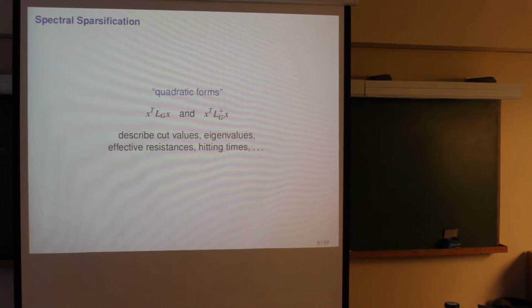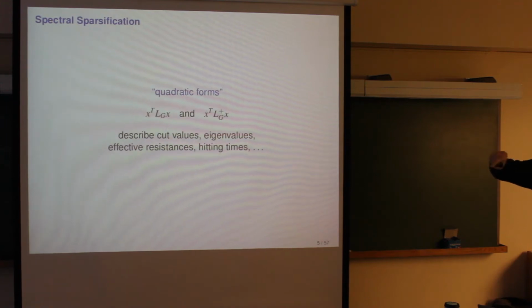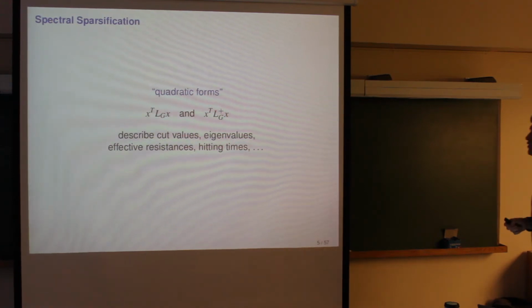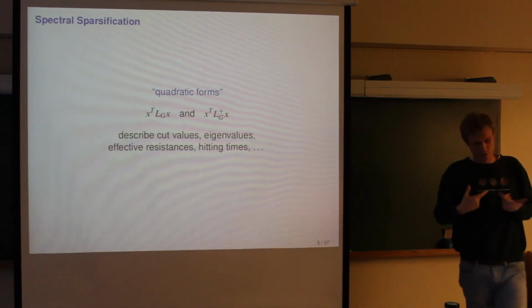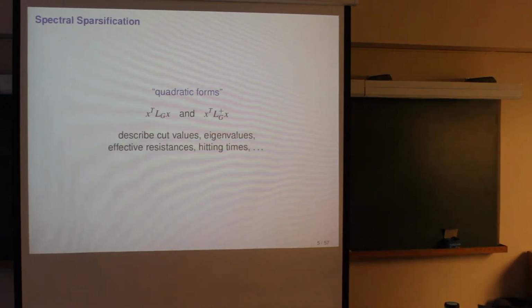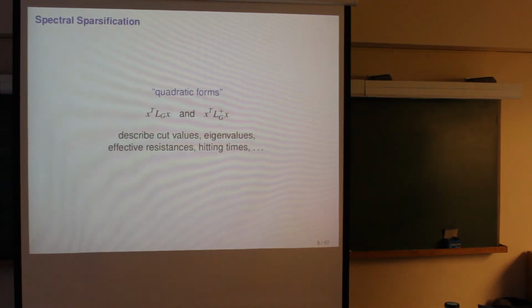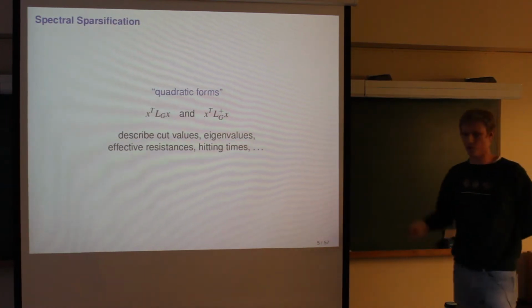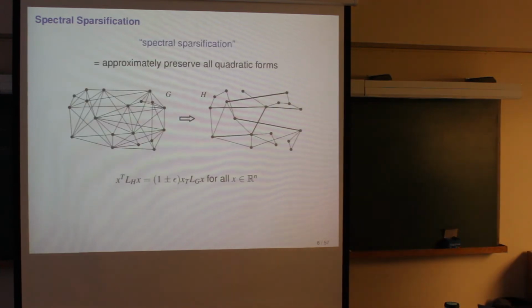So if you take x to be an indicator on a certain subset, then this describes the value of the cut basically described by this subset. If you cut all edges going out of that subset, you sum these weights. That's what's described by this quadratic form. You can also express eigenvalues, effective resistances, hitting times, and so on, all using these kind of quadratic forms of the Laplacian.